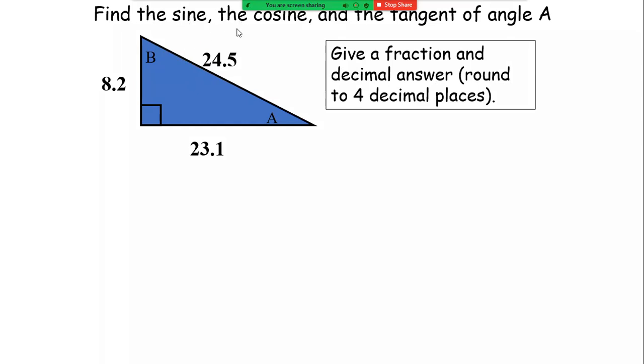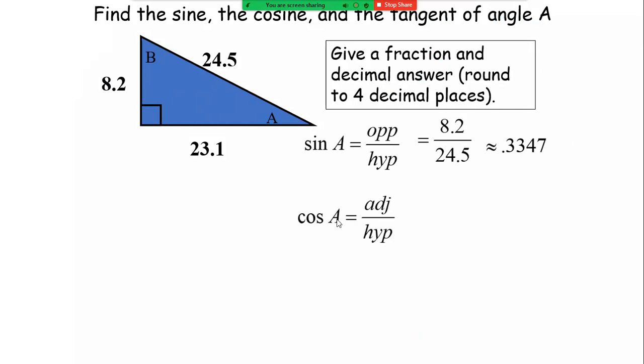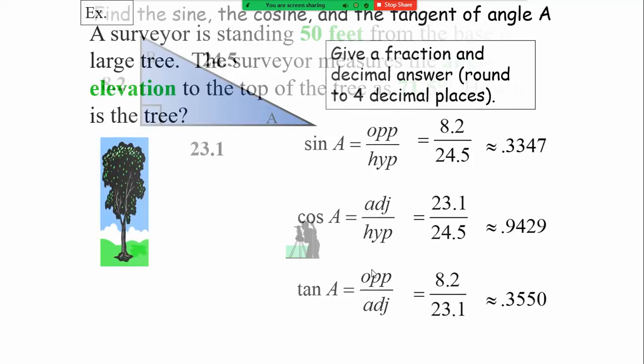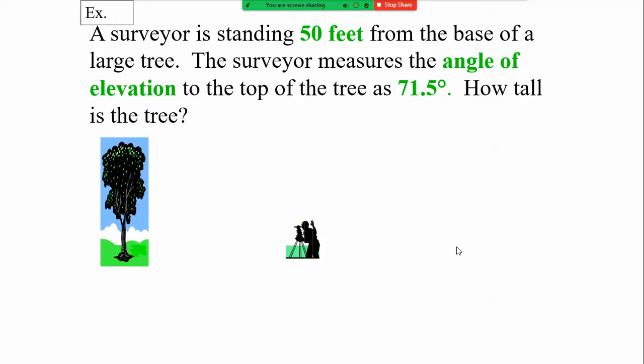All right, so find the sine, cosine, and tangent of angle A. Give the fraction and decimal answer, rounded to 4 decimal places. So sine A is opposite over hypotenuse. You have opposite over hypotenuse. After, of course, plugging this into the calculator, we get the answer. Cosine, so on and so forth, using tangent. You guys got it. So this is going to come in handy when doing all sorts of calculations.